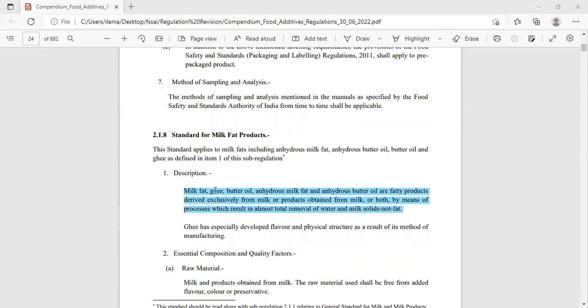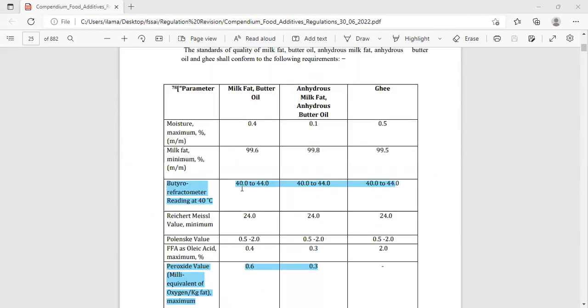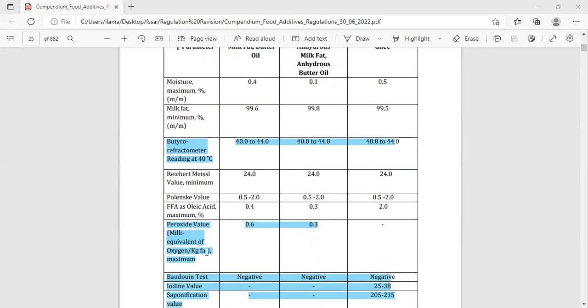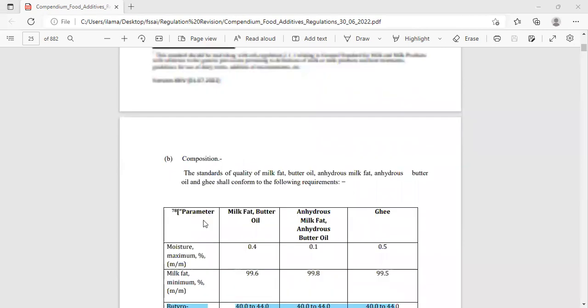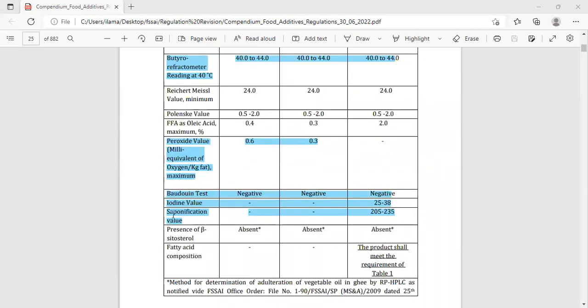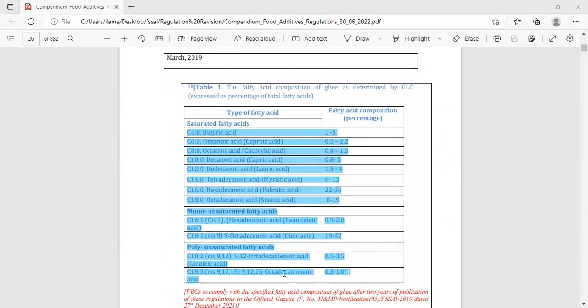Next, ghee. Go through the definition for ghee, and then note the refractometer reading. It is 40 to 44. And then for Bellier test, it has to be negative. And note what is the value for iodine and then saponification for ghee. And kindly go through these names, like they may ask C6 as hexanoic acid in a single MCQ. So go through this.